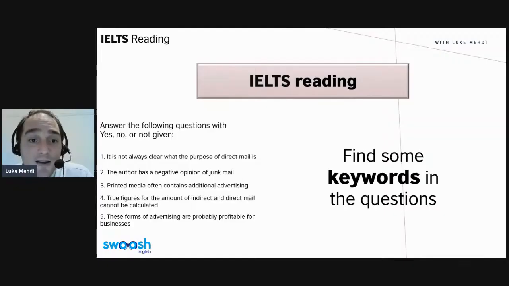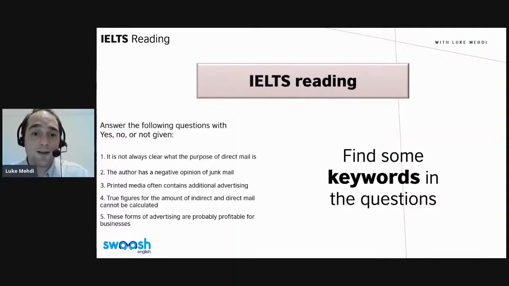Okay. Question number 2. So from our first reading, the author has a negative opinion of junk mail. We would underline negative opinion because that is probably an important keyword. If you do your first reading really well, you have a very good idea that that answer is going to be yes. The author might have a negative opinion. Remember, he talks about it being annoying. He talks about environmental impacts.